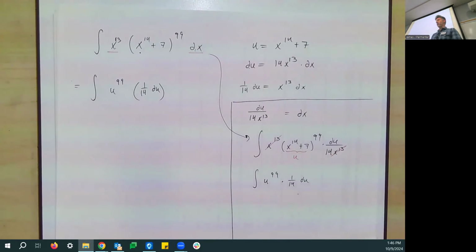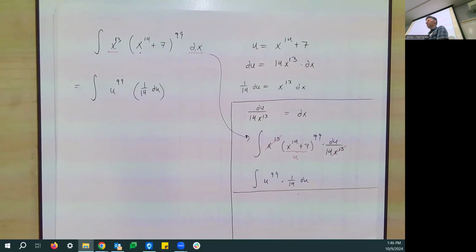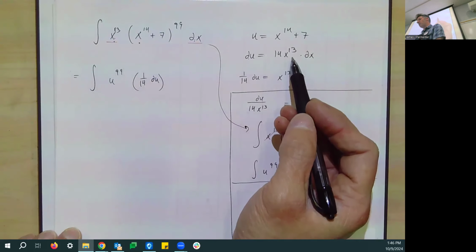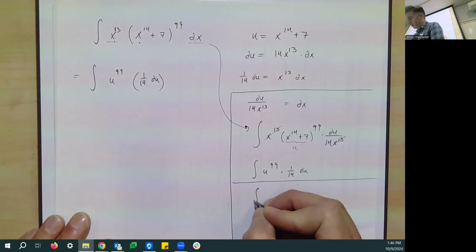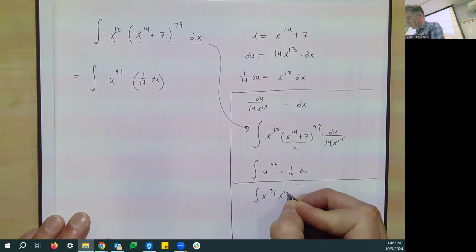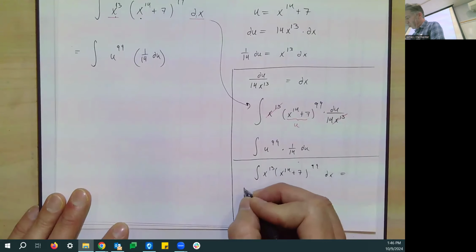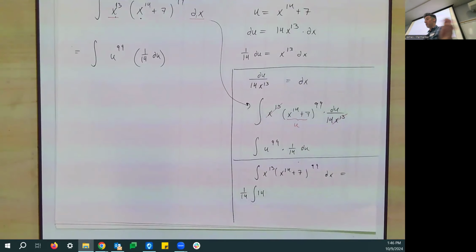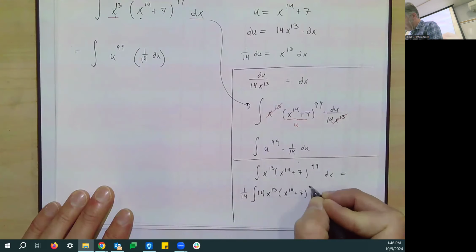Yes, I would put the 1/14 in front of the integral. I just haven't. So that's another way of doing it. And then thirdly, if you prefer, this one I really don't prefer, you could try to make the integral look like what you have here. So you could say, oh, I really wish I had a 14 times x to the 13th. So just do that. Say my integral of x to the 13th times x to the 14th plus 7 to the 99th power dx is equal to 1/14 times 14. I didn't really change anything. I just multiplied by 14 over 14. x to the 13th times x to the 14th plus 7 to the 99th power dx.